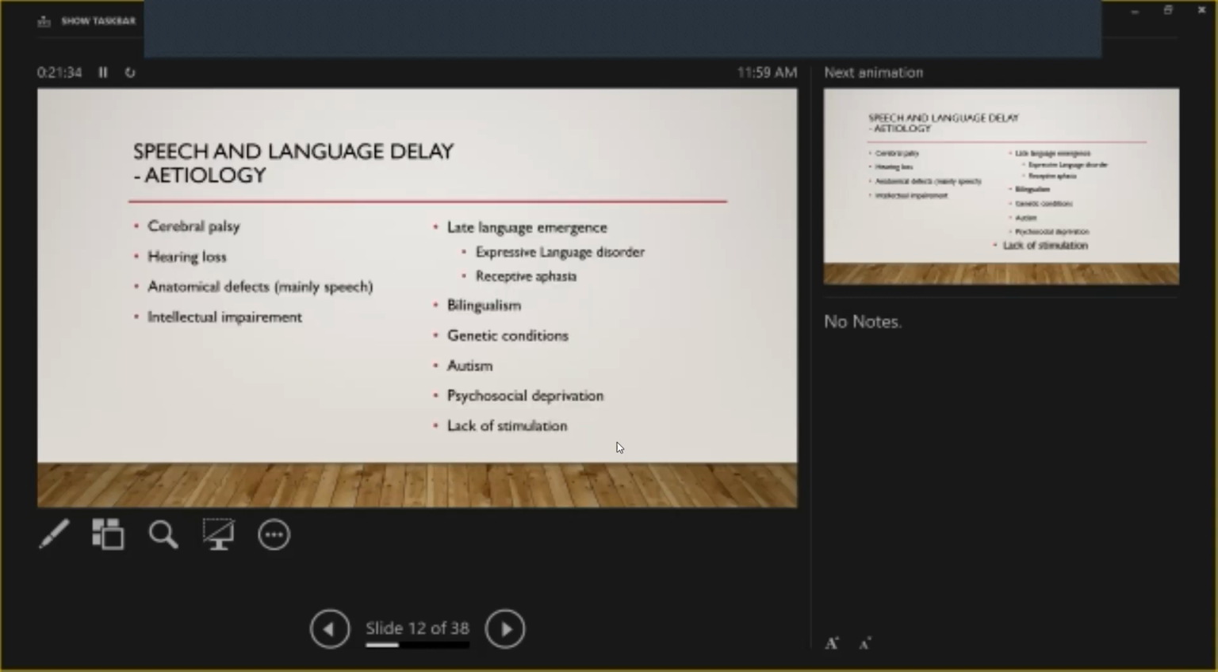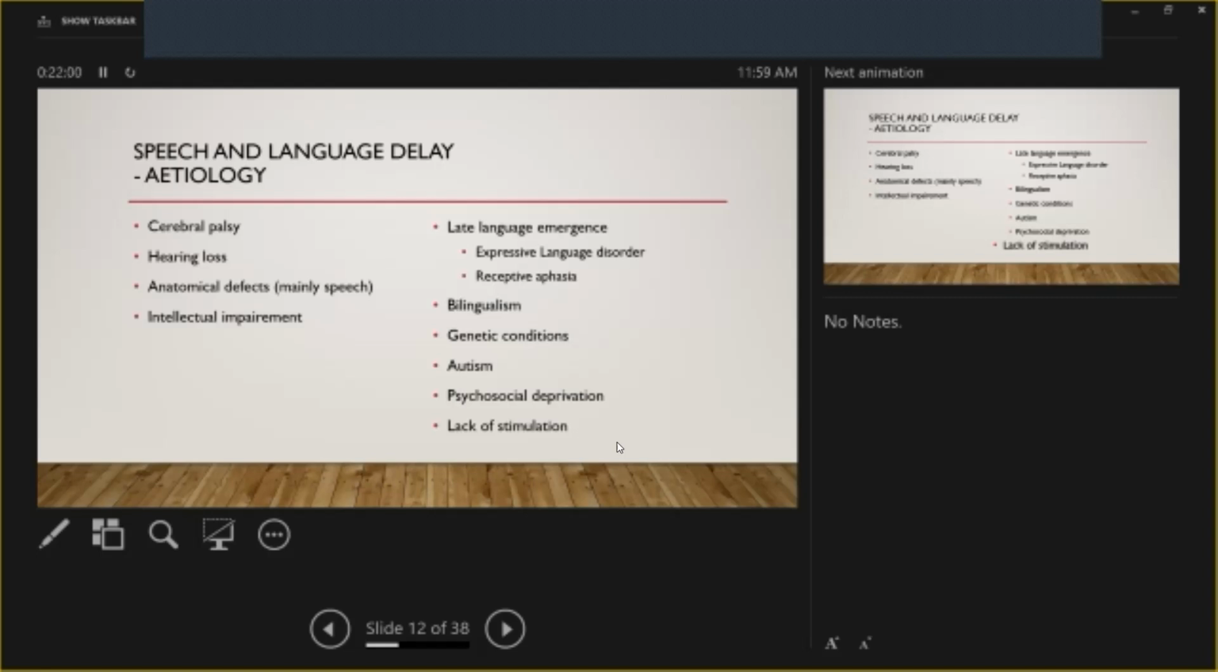So speech and language delay, why do we get speech and language delay? There are common causes: cerebral palsy, hearing loss, anatomical defects mainly with speech, intellectual impairment. Then we learned about late language emergence, bilingualism. Children who are exposed to two languages can have a delay initially, but later they catch up. Genetic conditions like syndromes, autistic spectrum disorder, psychological deprivation.